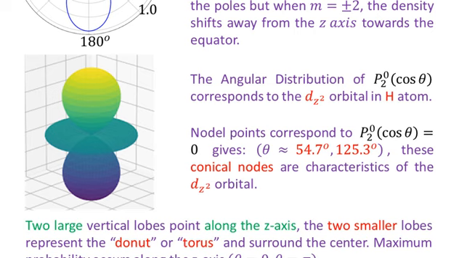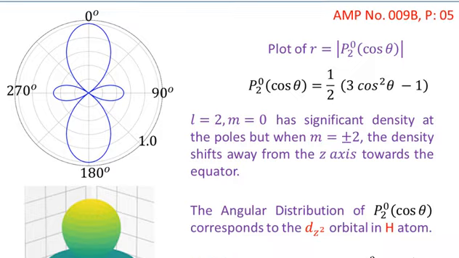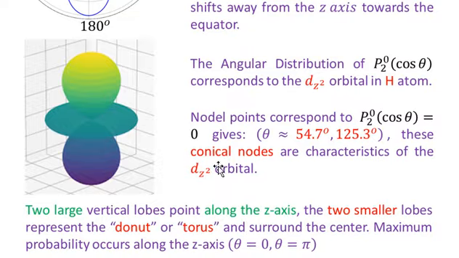And when we talk about the polar figure, we notice that there are only two nodes, one at 54.7 degree, the other at 125.3 degree in this polar picture. But if you talk about the three-dimensional picture, you will notice that these will be referred to as the conical nodes, and these are the characteristics of the dz square orbital.